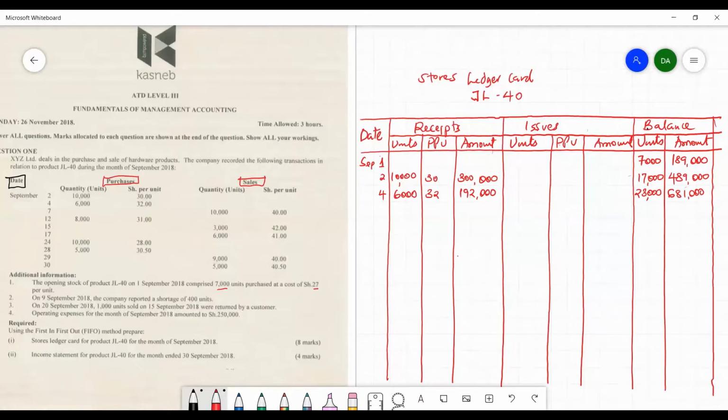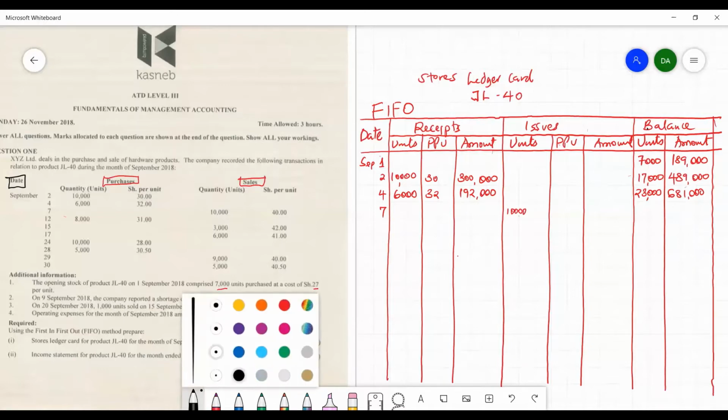Now on 7th, the company sold 10,000 units. That means issues. They issued 10,000 units. And because we are using FIFO, we are preparing this stores ledger card using FIFO. We are going to consider first in, first out in this first issue. So on 7th, the company issues 10,000 units, which will be issued as follows.